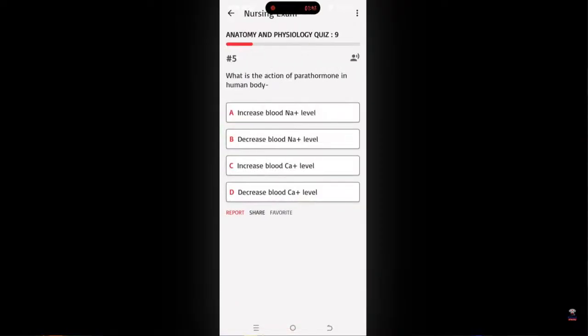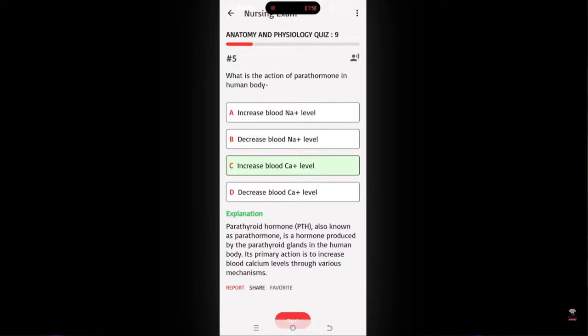A. Increase blood Na level. B. Decrease blood Na level. C. Increase blood Ca level. D. Decrease blood Ca level. Correct answer. Parathyroid hormone, PTH, also known as parathormone, is a hormone produced by the parathyroid glands in the human body. Its primary action is to increase blood calcium levels through various mechanisms.